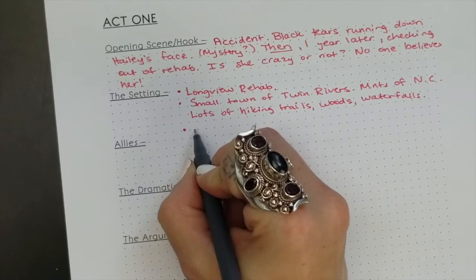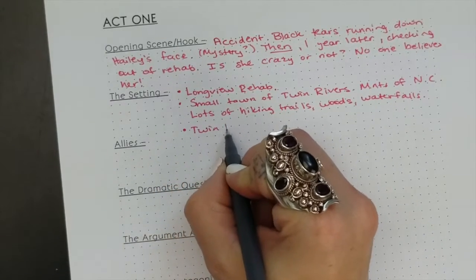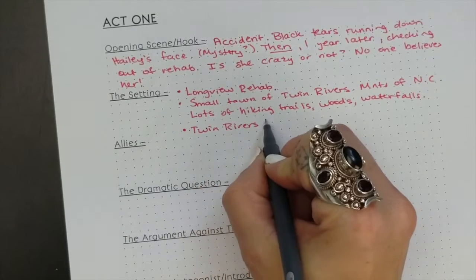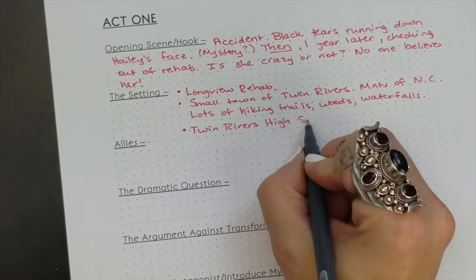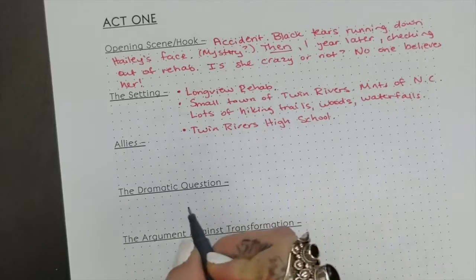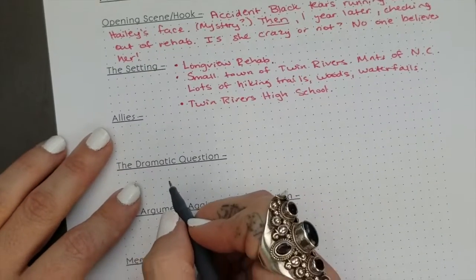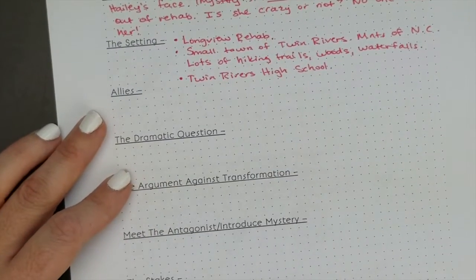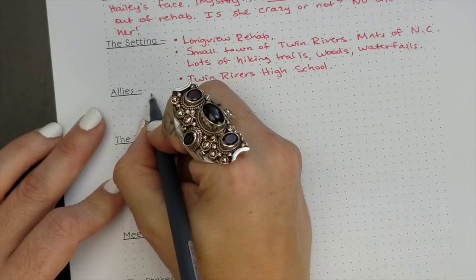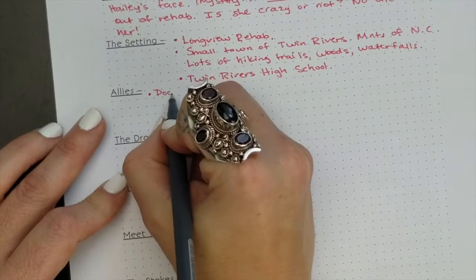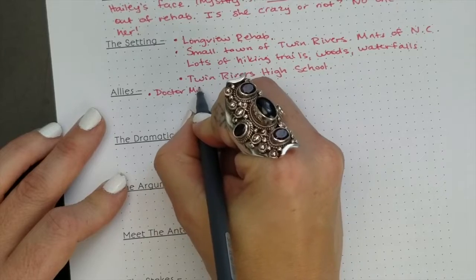Then I also set some of the story at Twin Rivers High School. I could also have added that some of it happens at her house, and I could have gone into a description of what Mariah's house looks like, what the high school looks like. You can just choose how much of the setting you want to get detailed on in this plotting sheet, and you could add just another set of notes if you want to get more detailed.